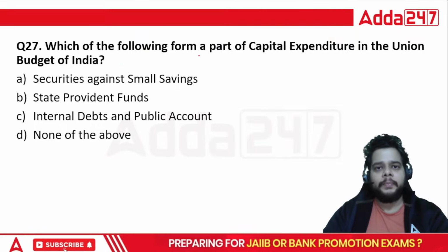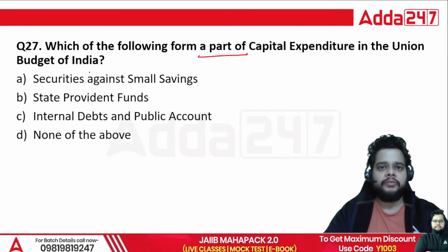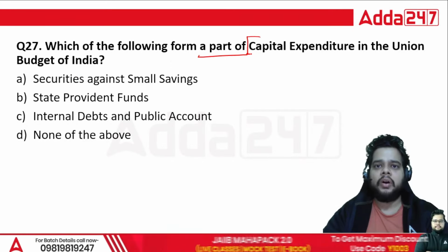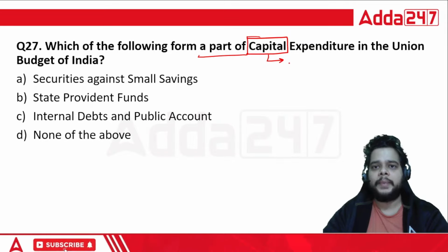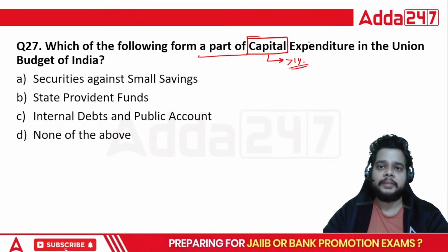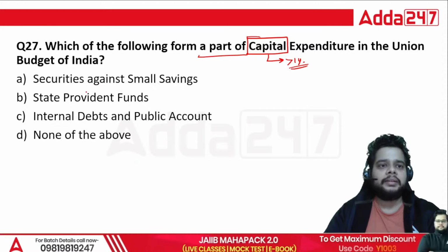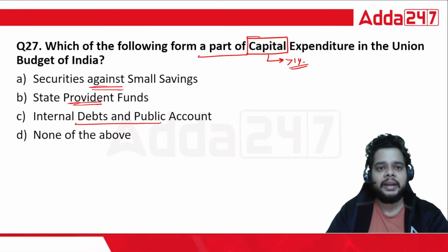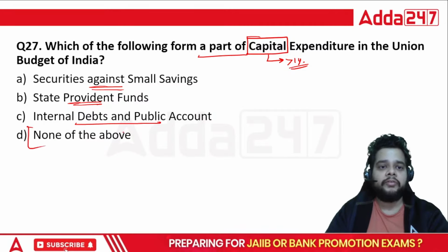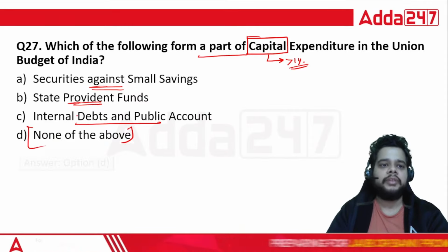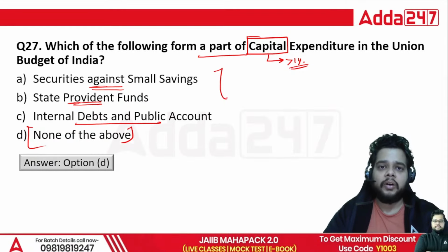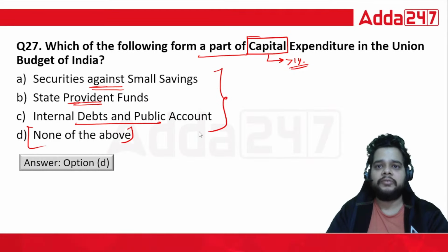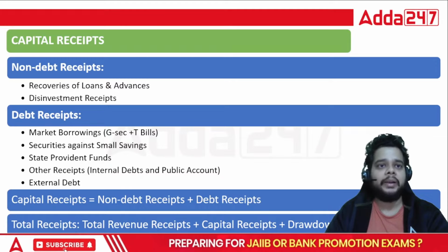Which of the following is part of your capital expenditure in the union budget of India? So capital expenditure means long term expenditure. The government is spending for more than 1 year in this particular domain. So whether it is for the securities against small savings, state provident funds, internal debt and public account, or none of the above. Indeed, none of the above will be the right answer, because all of these are not a part of expenditure. Leave aside the capital part. Okay, they are a part of capital receipts.